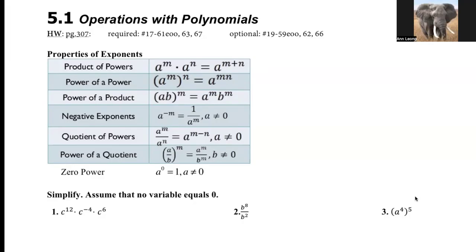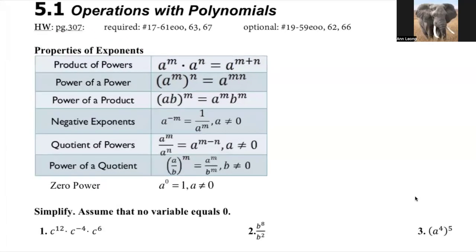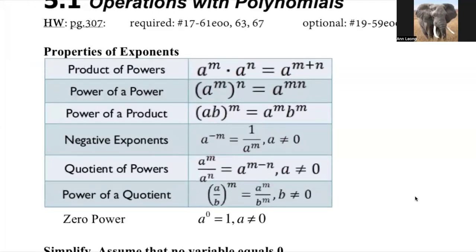So this chapter we're going to be doing a lot with polynomials, and so we need to know our exponent rules. So here are the properties of exponents we're going to need, and we'll just quickly run through these. When we have a product of powers, so we've got the same base and we're multiplying, we want to add those exponents, and we keep that same base.